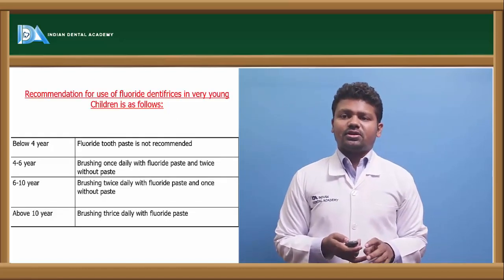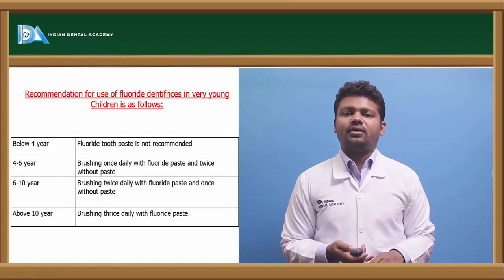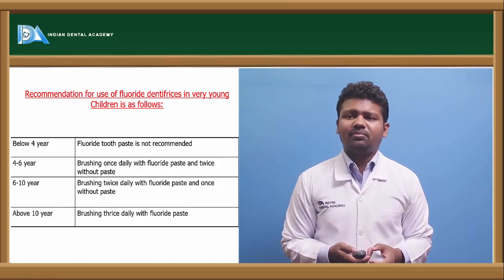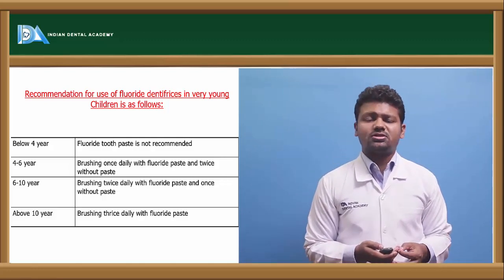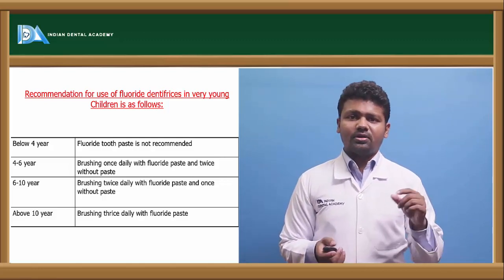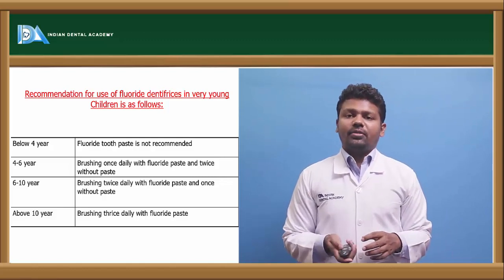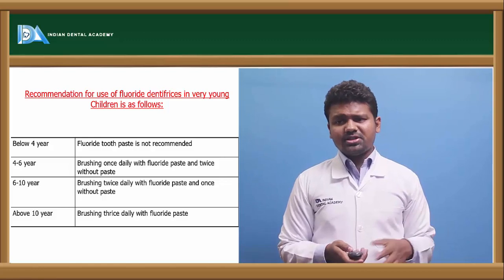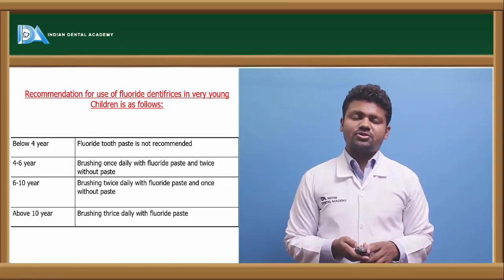Recommendation: below 4 years, toothpaste is not required. From 4 to 6 years, a small amount of toothpaste twice daily can be used. From 6 to 10 years, again a small amount, a pea-sized amount of toothpaste, can be used for brushing. After 10 years, brushing thrice daily with fluoride toothpaste will help them.